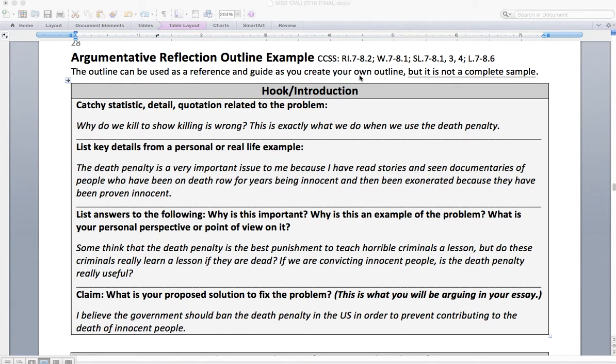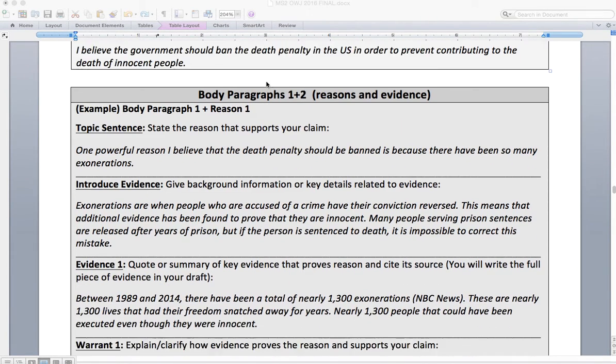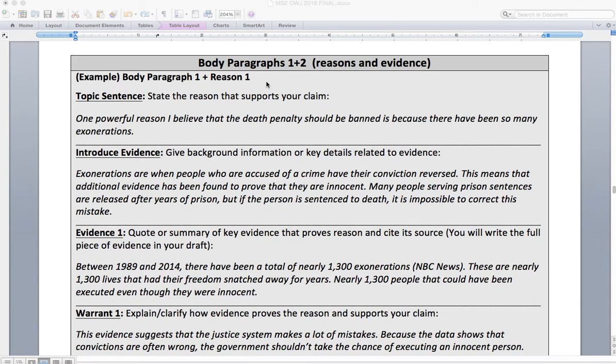So I'd just like to note for you that I suggest you skip the hook or introduction for now. You just skip that and move on down to the body paragraphs. You're going to do your body paragraphs and your conclusion first, and then you're going to do your hook, your introduction paragraph when you do your first draft, which is our next step.